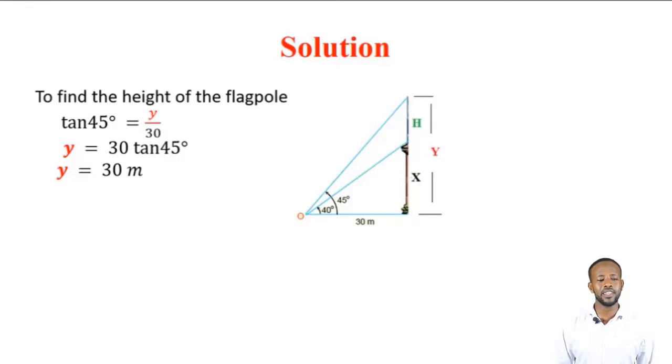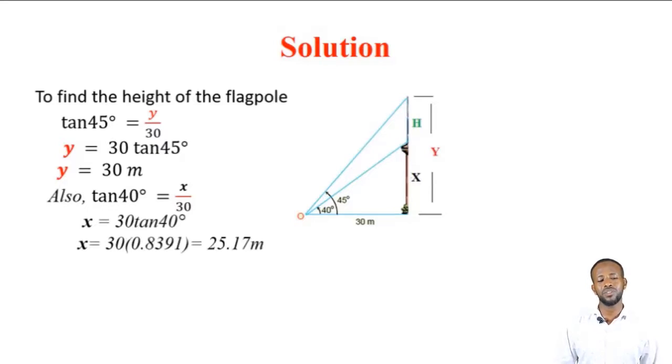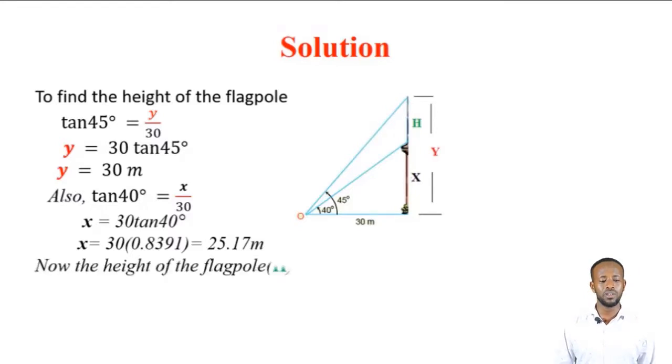Now again, tan of 40 degrees is equal to x over 30, so x is equal to 30 times tan of 40 degrees, and from this x is equal to what? 25.17 meters. Now we can find h easily. H, the height of the flagpole, is equal to y minus x, which is equal to 30 minus 25.17, and h will become 4.83.